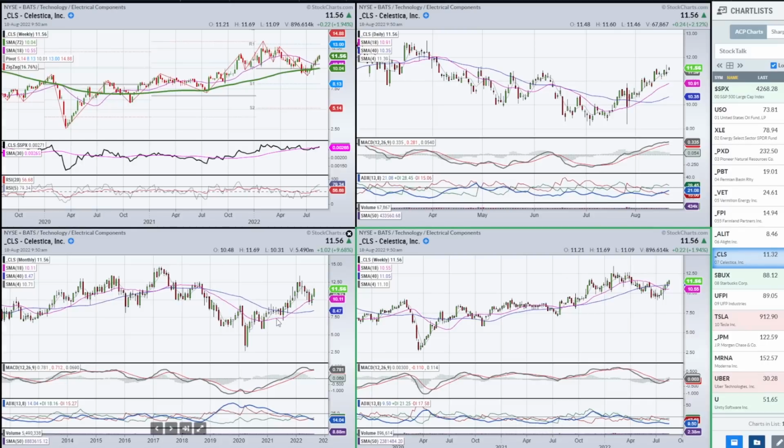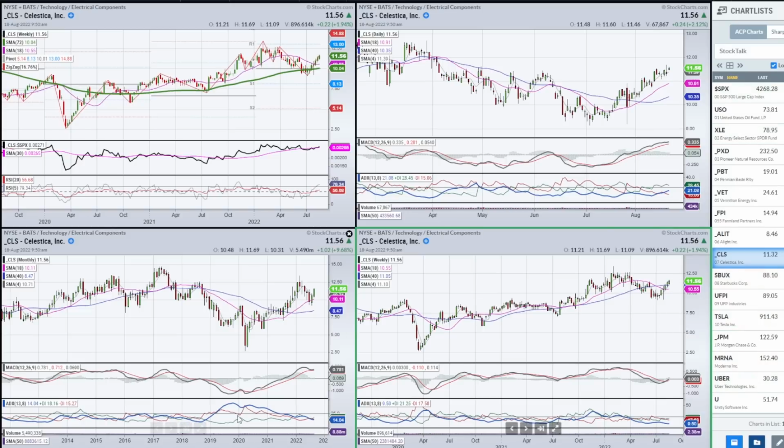CLS looks good from a price standpoint. Monthly pulls back to the rising 18-month with a rising 40 underneath, and we actually have a pinch play here. And then you've got an opposing trend pattern with the 18 above below the 40. A little bit of overrun means we want to buy a little pullback towards the 18-week.